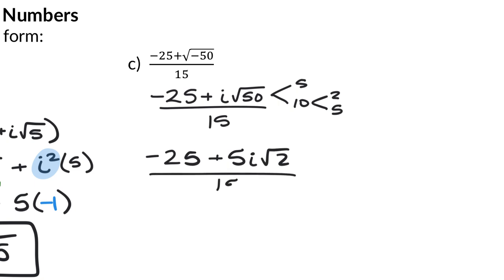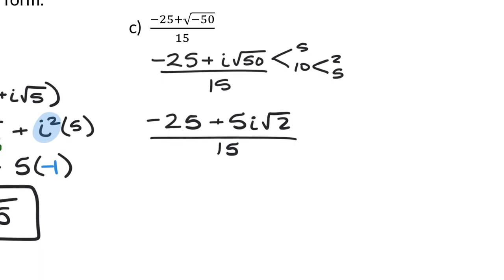Here's why your textbook and why most mathematicians do like splitting this at the denominator. It's specifically for questions like this. If you're not super strong in your fractional arithmetic, this will probably help you. When we split this one to negative 25 over 15 plus 5i square root of 2 over 15, do you notice that we can reduce those fractions down?